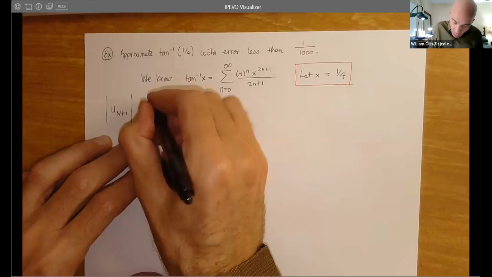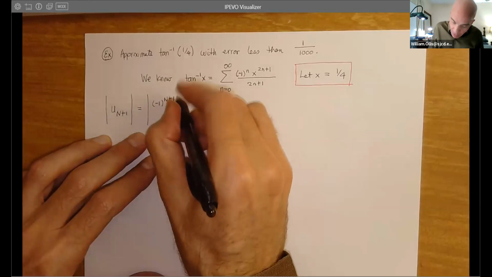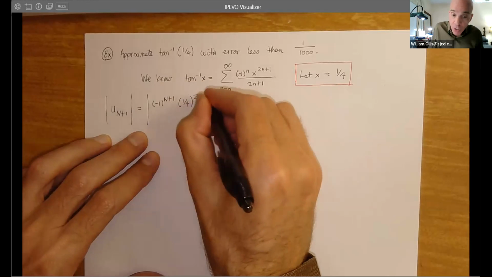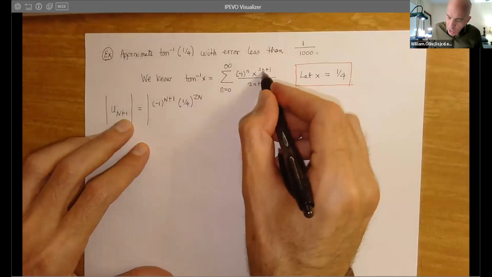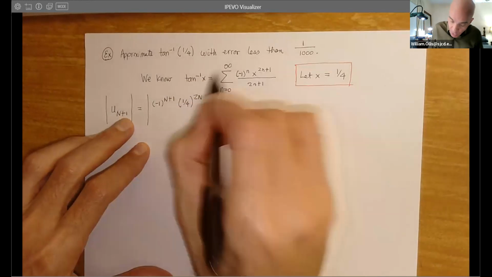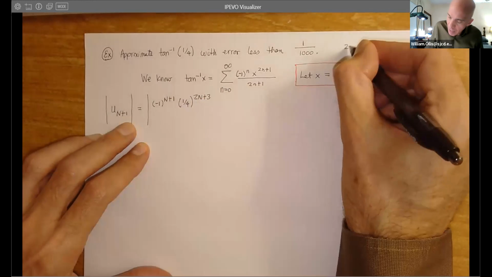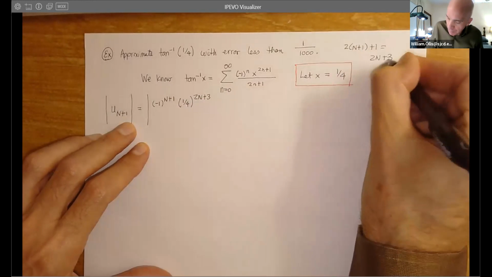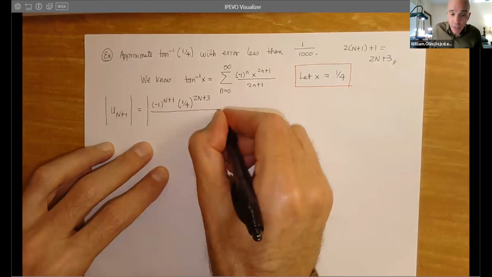And so we have -1 to the n plus 1, and we have 1/4 to the 2n plus 2. Well, in this case, it's going to be 3 because we're going to have 2 times n plus 1 plus 1, so that's 2n plus 3. All right, I've done this before. We'll have 2 times n plus 1 plus 1, which is 2n plus 3. So we get that. And then downstairs, we have the same thing. We're going to have 2n plus 3.